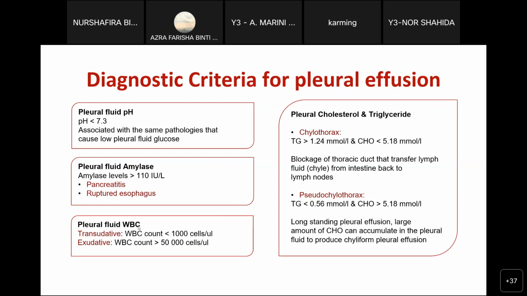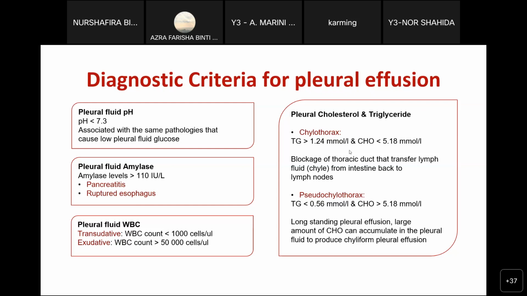For the white blood cell count, if less than 1,000, it is transudate. If exudate, it is more than 50,000 cells per unit. So for pleural cholesterol and triglyceride, this is chylothorax. In the condition of chylothorax, the triglyceride is more than 1.24 millimole per liter, and cholesterol is less than 5.18 millimole per liter.